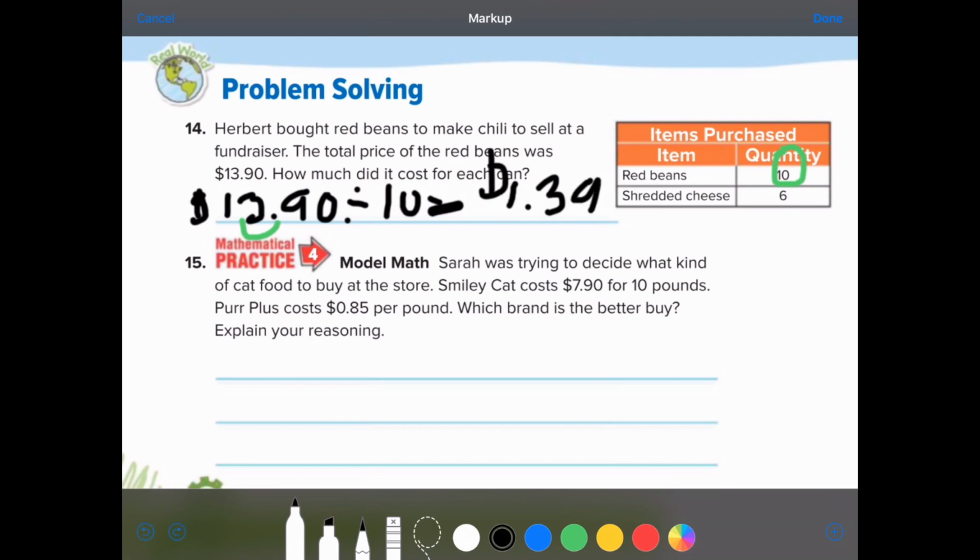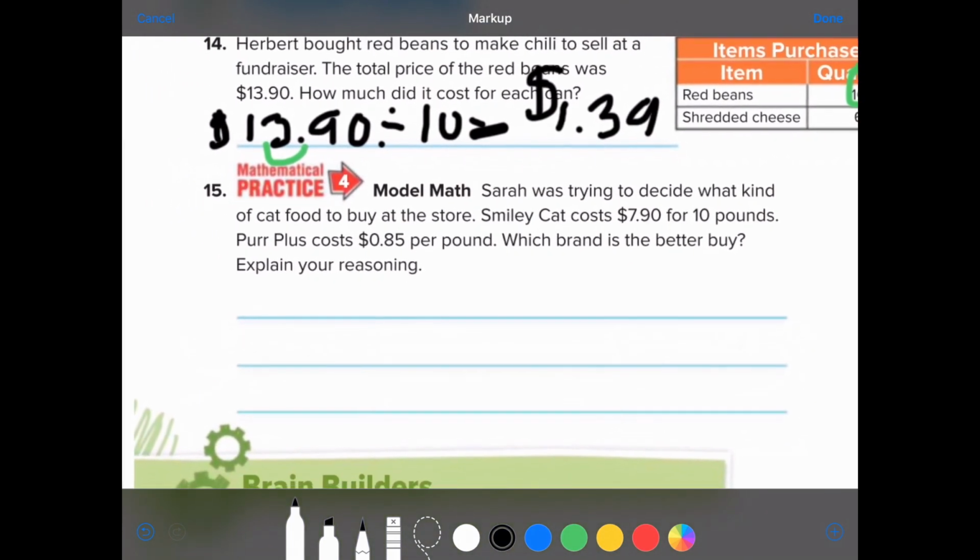That was a crazy dollar sign. $1.39. Sorry, it's kind of rote crazy. It's what happens when my hands are not working like they need to.